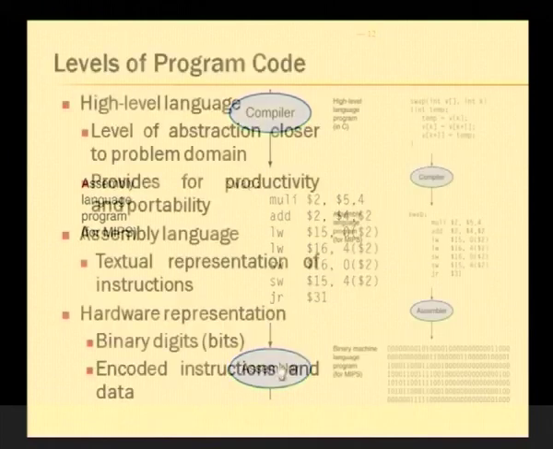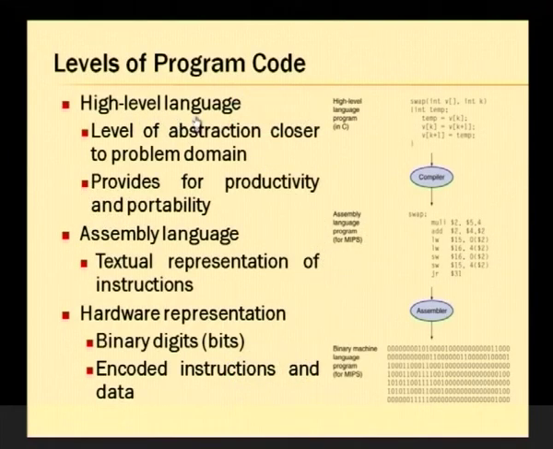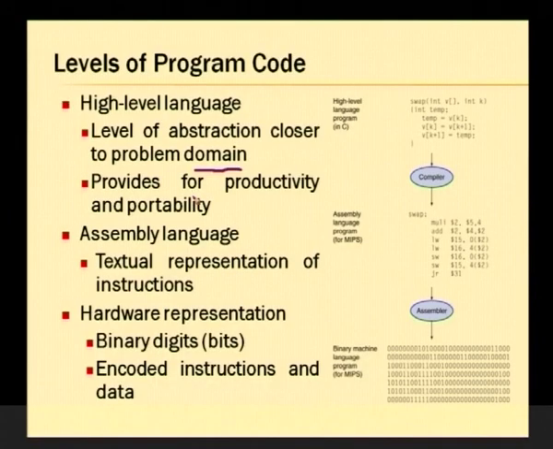We have what is called the high level language, your C or Java like program that we are using. These high level languages give you a level of abstraction which is closer to the problem domain. That is, as a user, I think in some natural language, and I would like to describe my problem in a language which is closer to this natural language. So, C or Java like languages are closer to our natural language. The idea of providing these languages is that it provides for productivity and portability. And below that we have the assembly language, which is a textual representation of instructions.